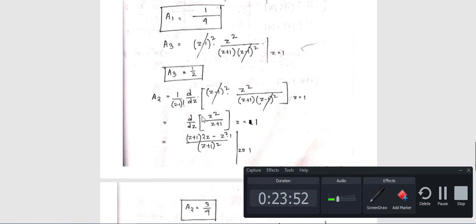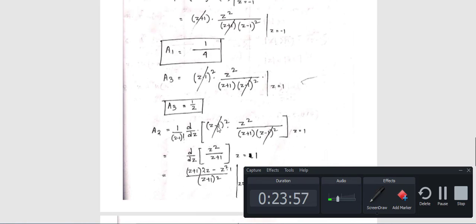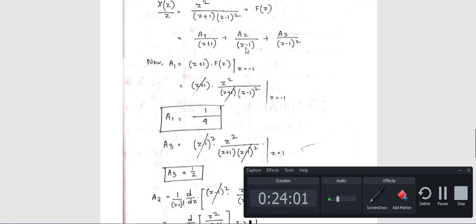Okay, that's why d/dz of, again the same pattern. That means first choose the factor. The factor is z minus 1 whole square, not z minus 1.